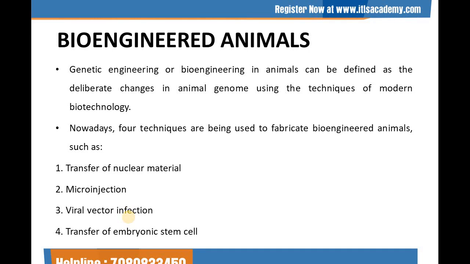It provides various benefits such as healthier offspring, healthier and safer food production from animals, consistent quality, disease resistance, etc. Nowadays, four techniques are being used to fabricate bioengineered animals: firstly, the transfer of nuclear material, secondly, microinjection, thirdly, viral vector infection, and fourthly, the transfer of embryonic stem cells.